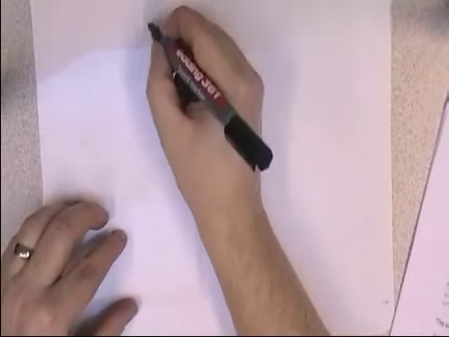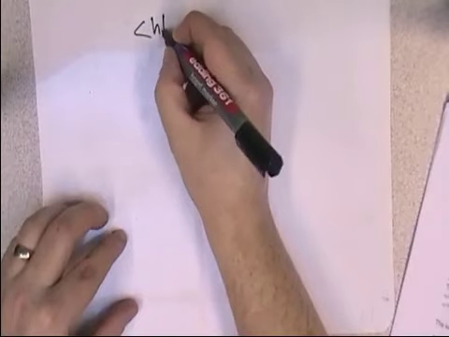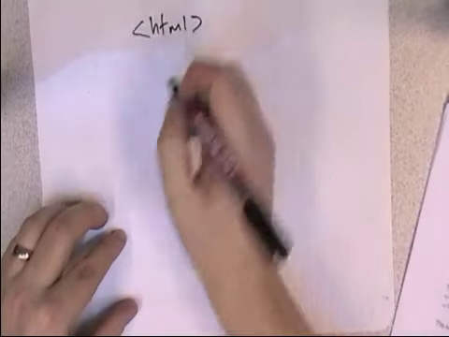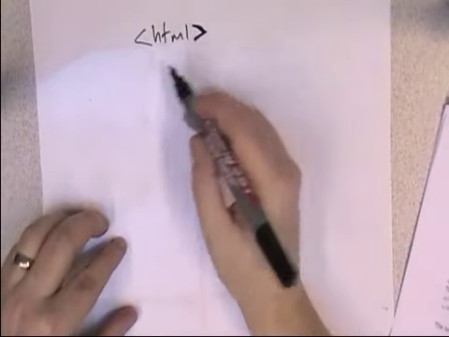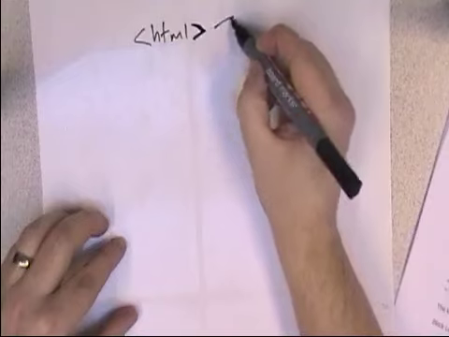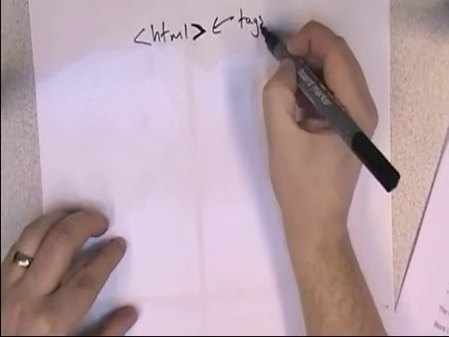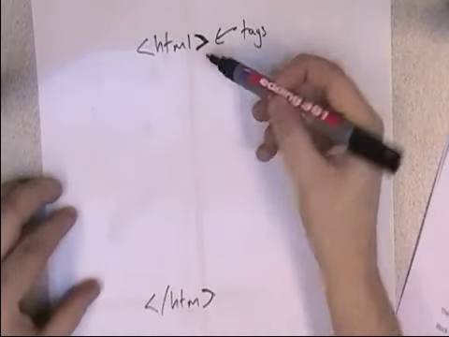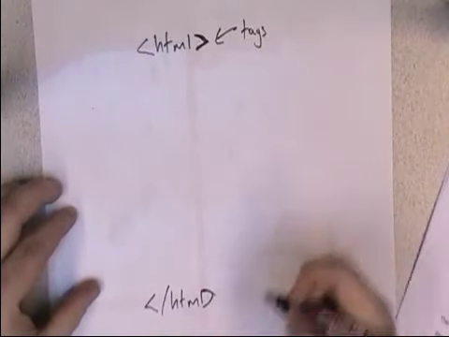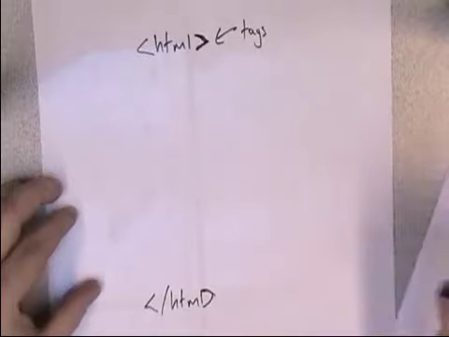But every web page should look like this. I'll make sure this appears on the screen. It should start with HTML inside two pointy brackets, and these things are called tags. HTML has lots and lots of different tags. Every tag in HTML has an opening tag and a closing tag. So what we're saying is this is the start of the HTML document, this is the end of the HTML document, and everything in between is HTML.